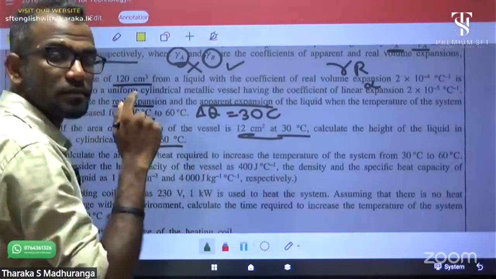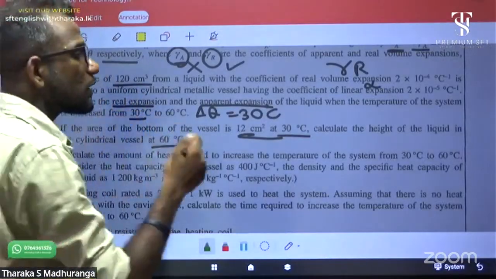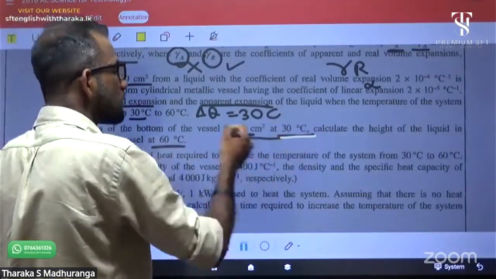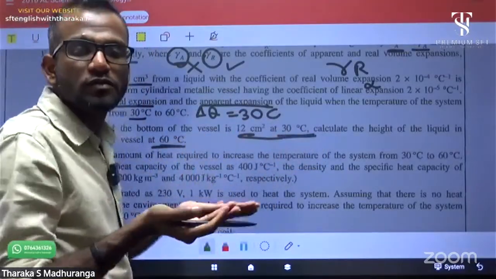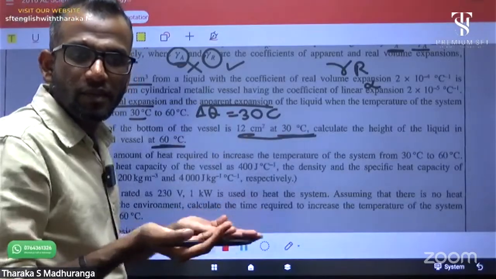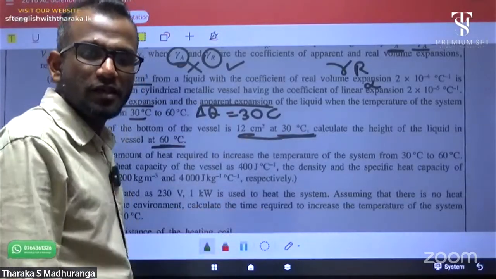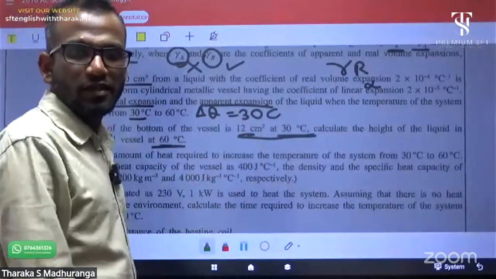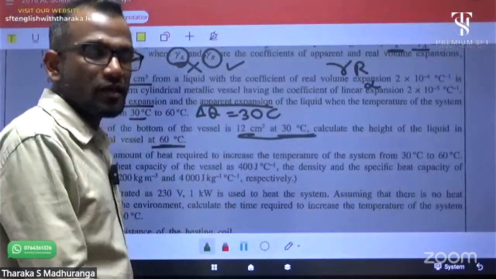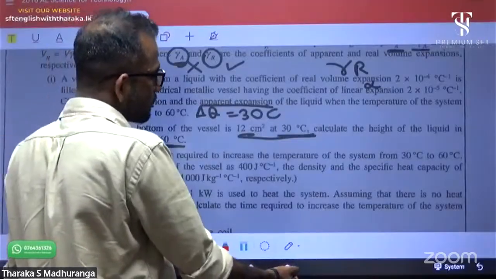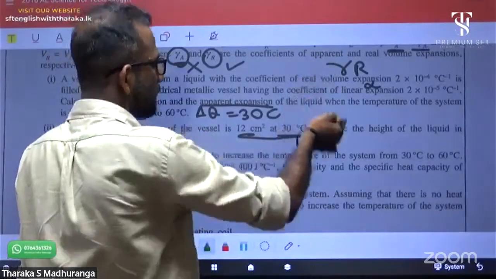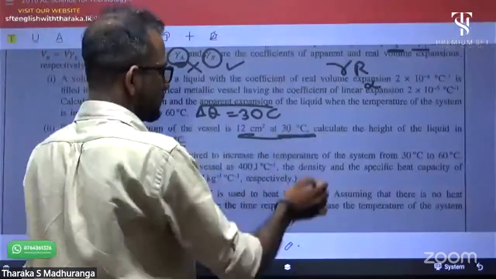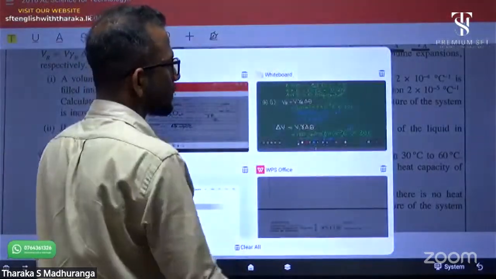First, you have to calculate the base area change in this temperature difference because the base area is also expanding. Why not? It is area expansion. First of all, you can calculate the base area expansion.